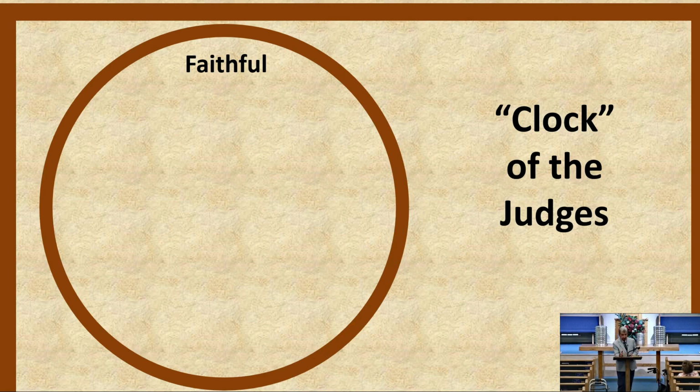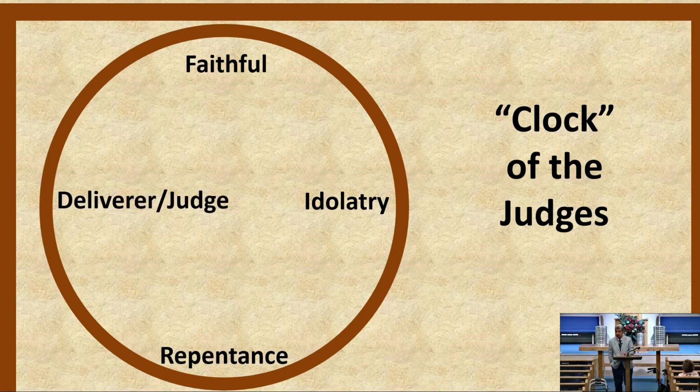Instead of wiping out all the inhabitants and wiping out even their language and the names of their gods, they would not drive them out, and they kept the names of their gods. And so the Israelites, following the death of Joshua and that generation, turn to idolatry. So on the clock, at 3 o'clock, put idolatry. When they turn to idolatry, the Lord brings nations on them and punishes them until they cry out to God. And when they repent, you've got faithfulness at 12 o'clock, idolatry at 3 o'clock, repentance. And what does the Lord do? He brings up a deliverer. And that's the story of the book of Judges.